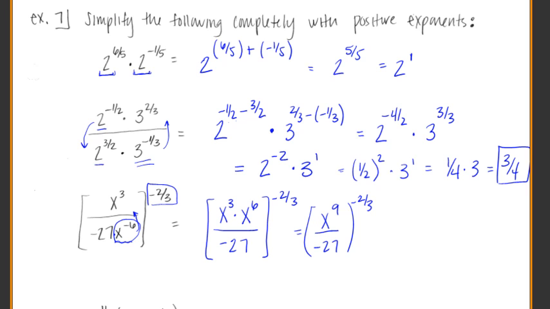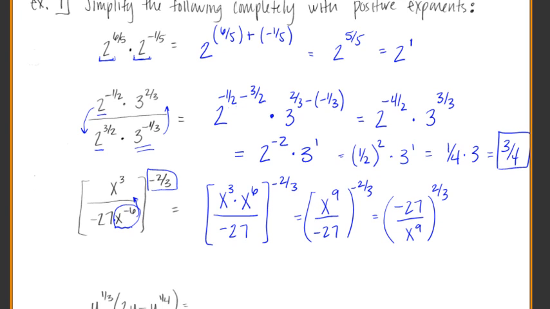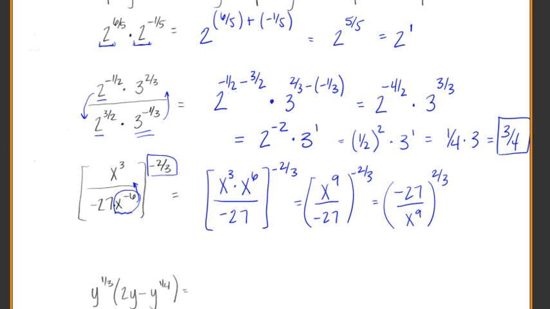Well, let's go to this outside power. If I want to make that positive, let's take the reciprocal of the base. So the negative 27 is moving up top, the x to the 9th is moving down below, and by taking that reciprocal, it now makes that exponent a 2/3. All right. Well, one higher exponent on the outside. Let me get us some more room here a second. I have one higher power on the outside. Let's raise that to both parts.